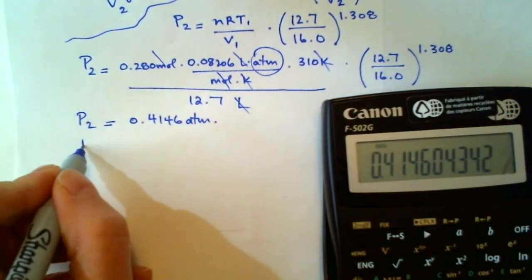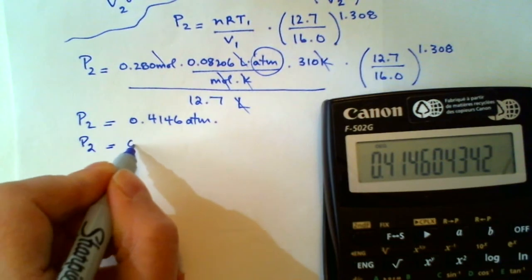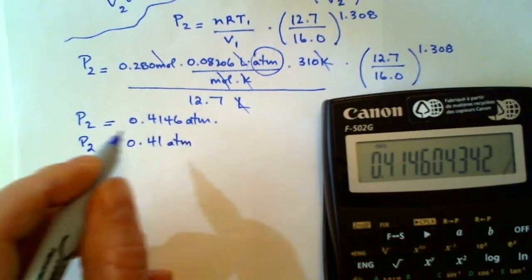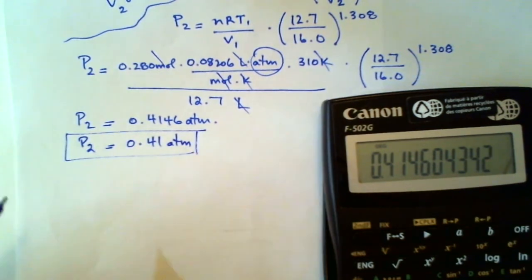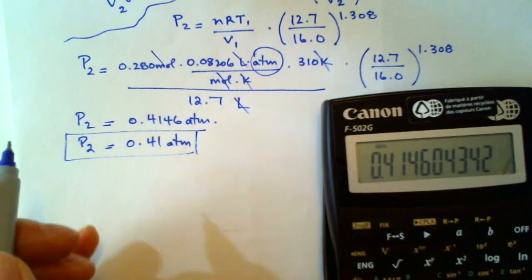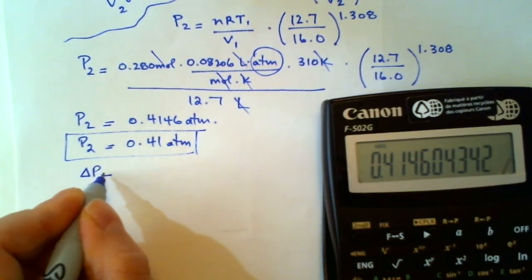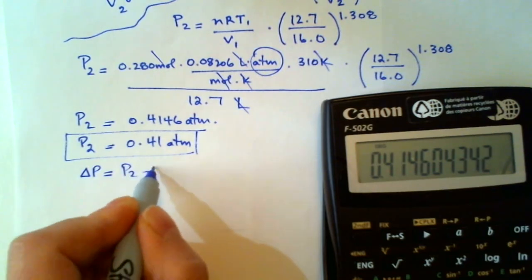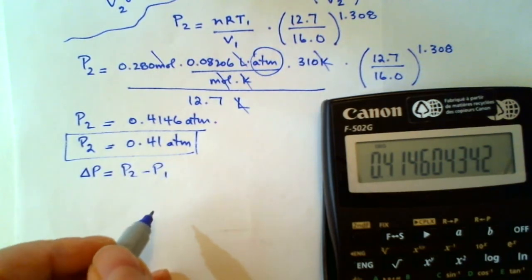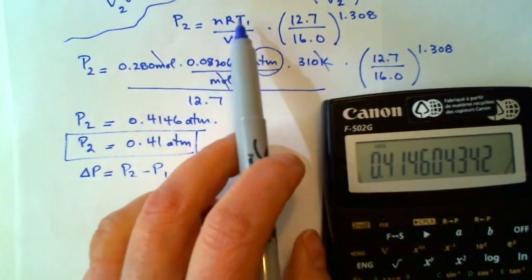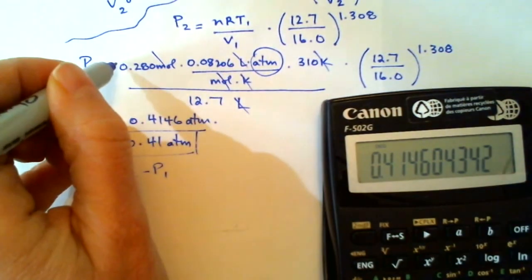And let's reduce that down to two significant figures, so 0.41 atm, that is my P2. Sometimes we're asked for what the T2, P2 is. In that case, that's great, but we want delta P, and that's equal to P2 minus P1. So we threw P1 in there. Do you see it right here?